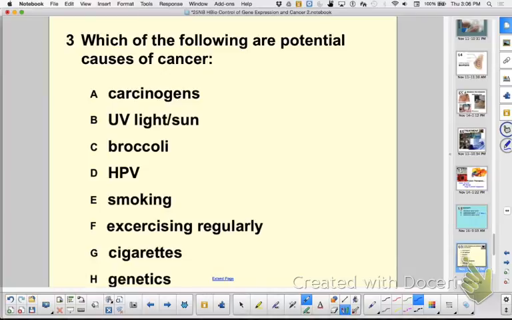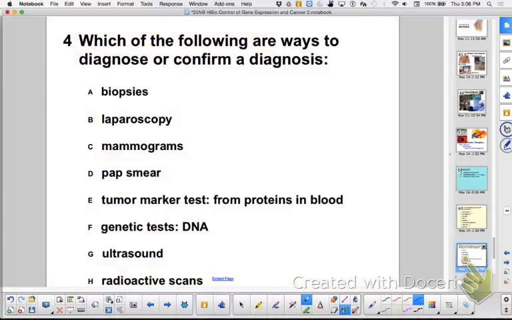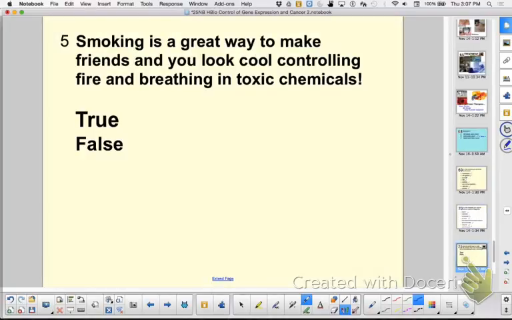Which of the following are potential causes of cancer? Carcinogens, yes. Yes, no, yes. Yes, no, yes, yes. And then, which of the following are ways to diagnose? Yes, yes, yes, yes, yes, yes, yes, yes, and no.